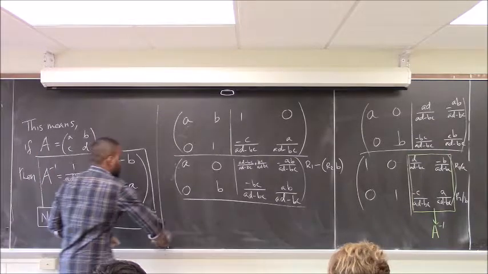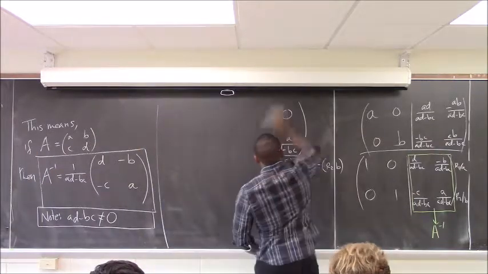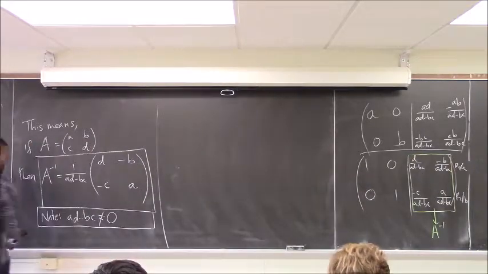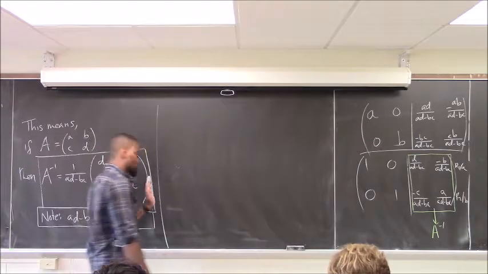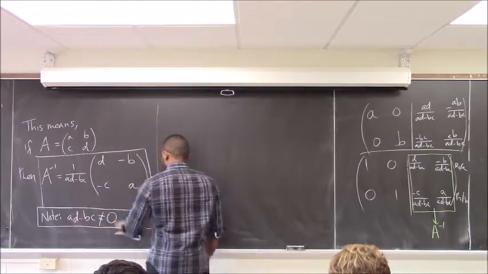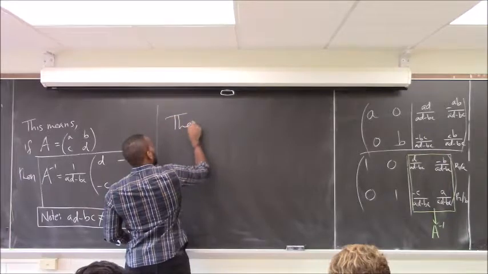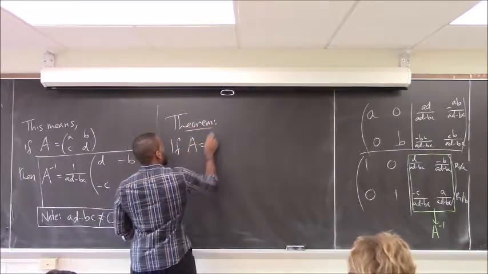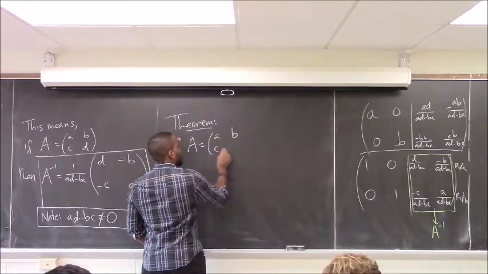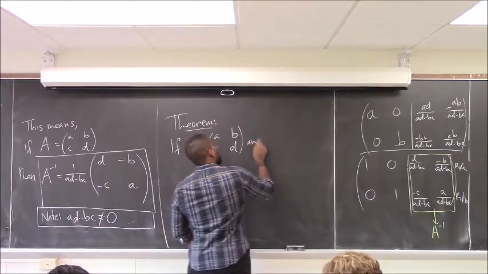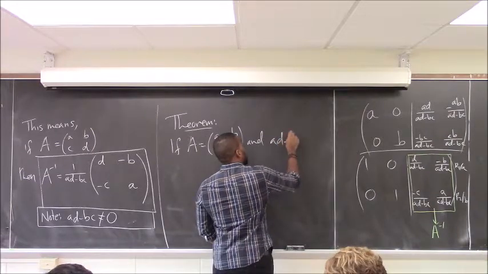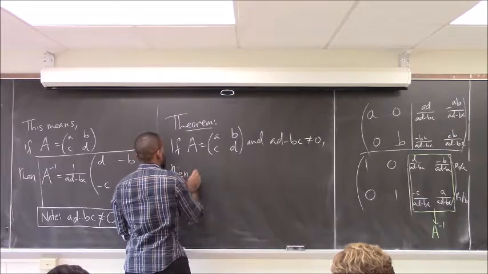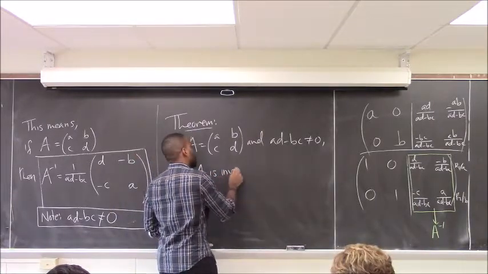And so that gives us a theorem. By the way, this expression AD minus BC is what's called the determinant of the 2 by 2 matrix, but don't worry about that. For you guys, it's just some number. So this leads to the theorem. If A equals A, B, C, D, and AD minus BC is not 0, then A is invertible.